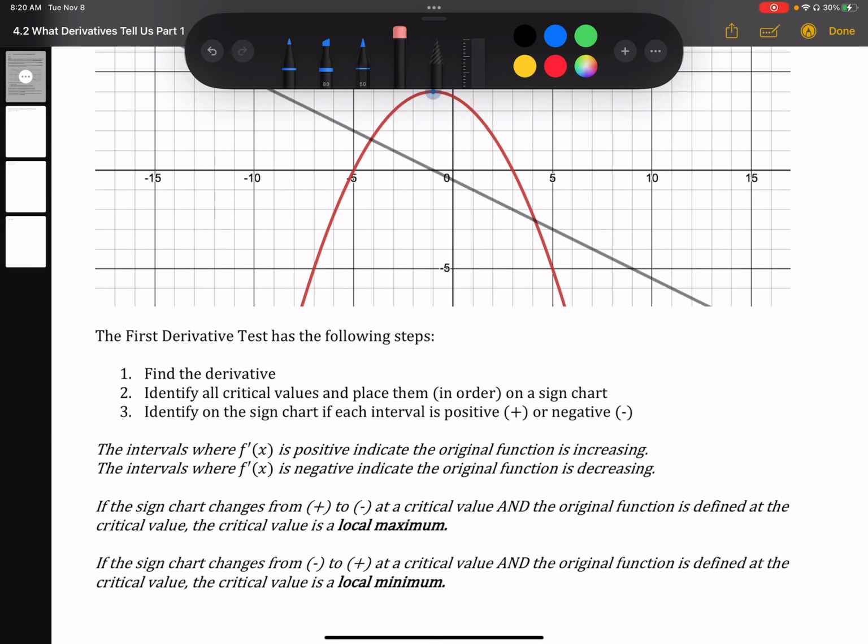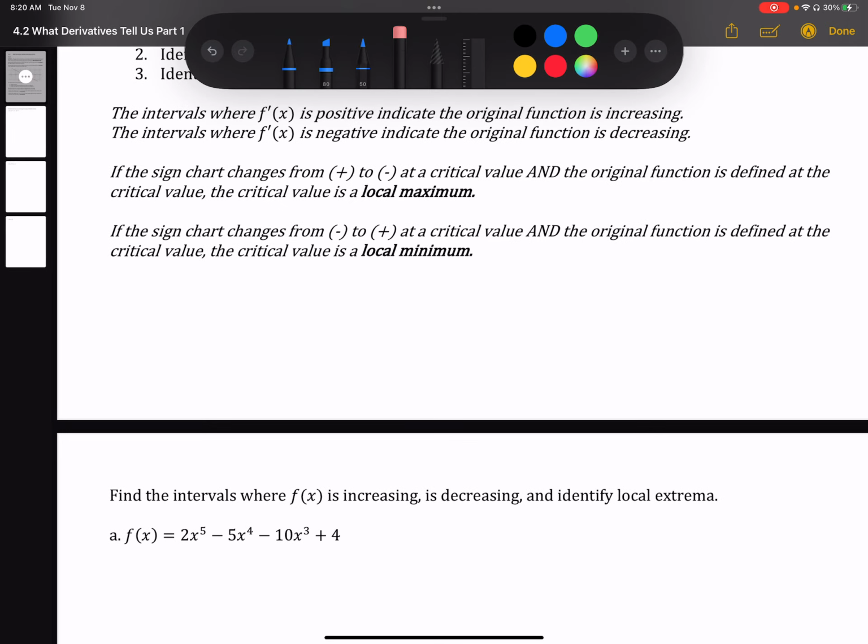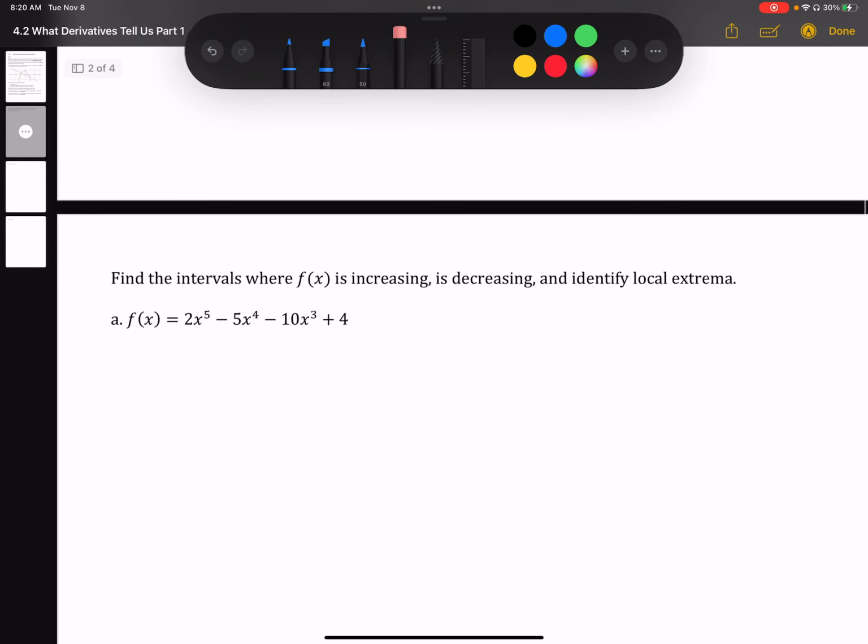And if we switch from positive to negative on our sign chart and the original function is defined at that value, we have a local maximum. If our sign chart changes from negative to positive at a critical value and the original function is defined at that critical value, we have a local minimum. So analytically, there's a lot of algebra. There's only one step of calculus that we do, and that's finding the derivative.